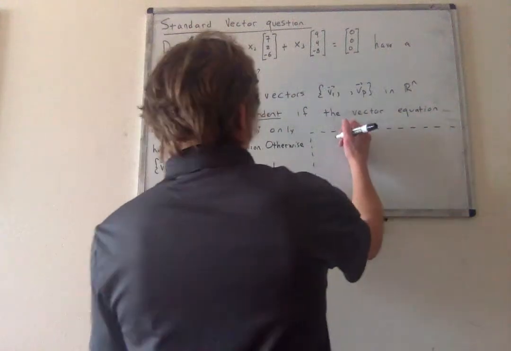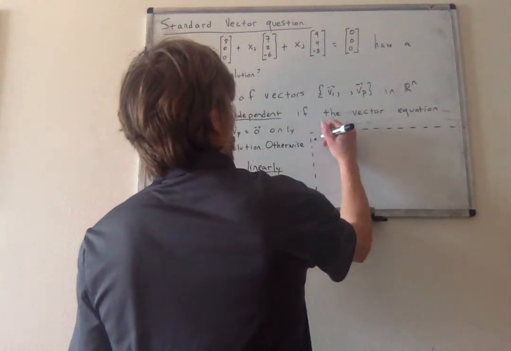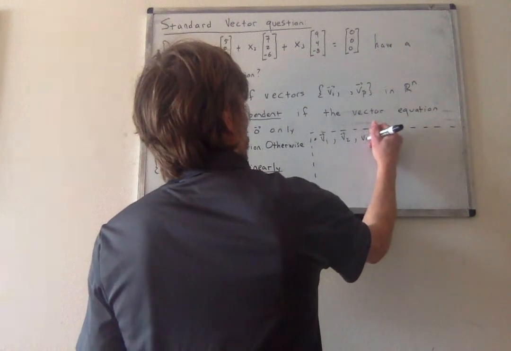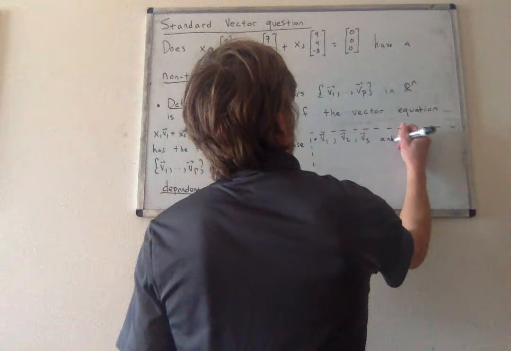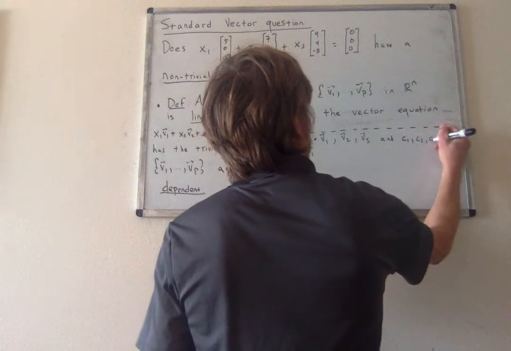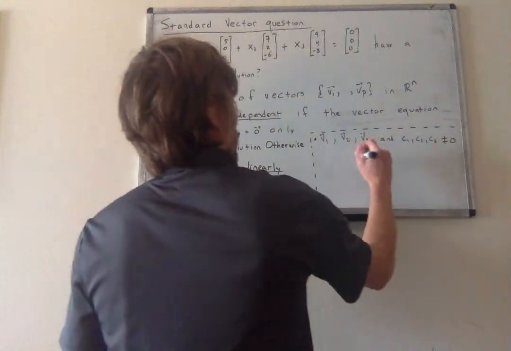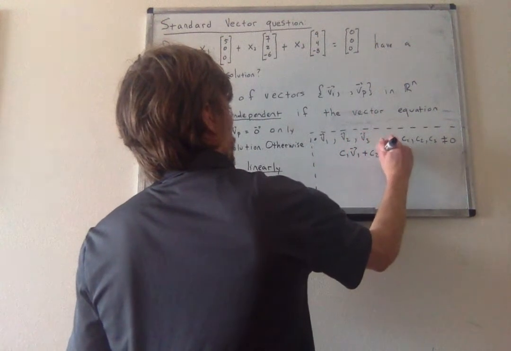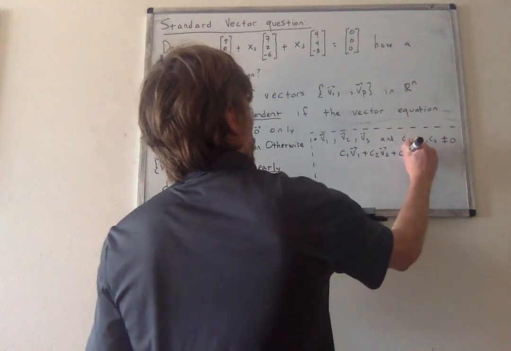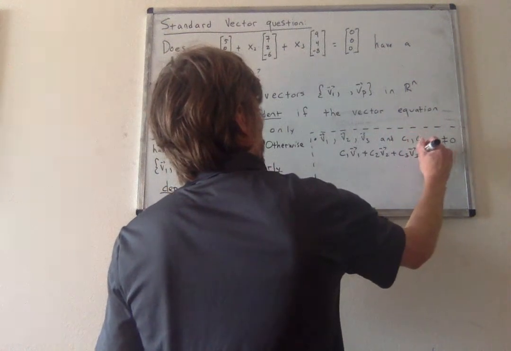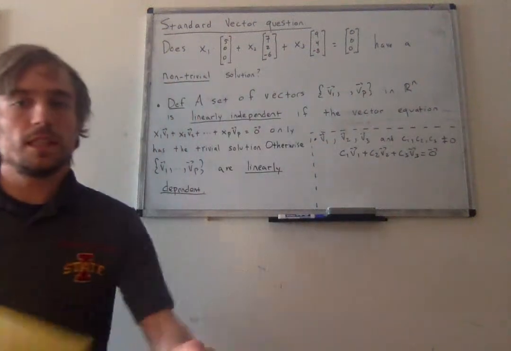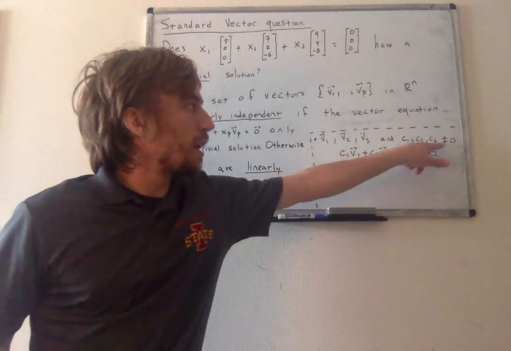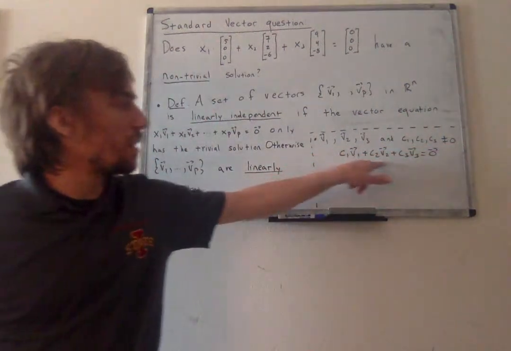But suppose we actually did have constants. So let's say we had three vectors, v1, v2, and v3, and non-zero constants c1, c2, and c3, such that this was true. So let's say we had this going on where I have these three vectors and three constants not equal to 0, such that this was true, right?